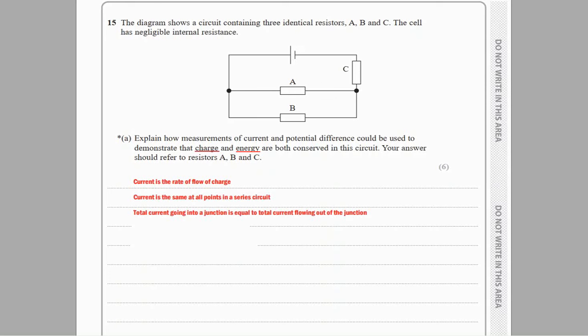There are two laws. One is Kirchhoff's current law, one is Kirchhoff's voltage law. You don't have either in your syllabus, so you don't worry about that. Just remember, total current entering a point is equal to total current leaving that point, and it's also in your fact sheet as well.